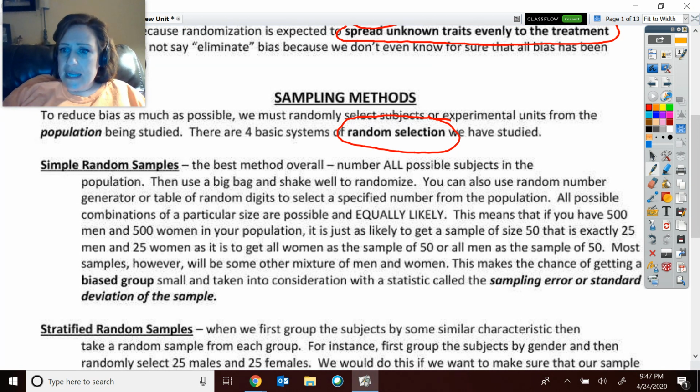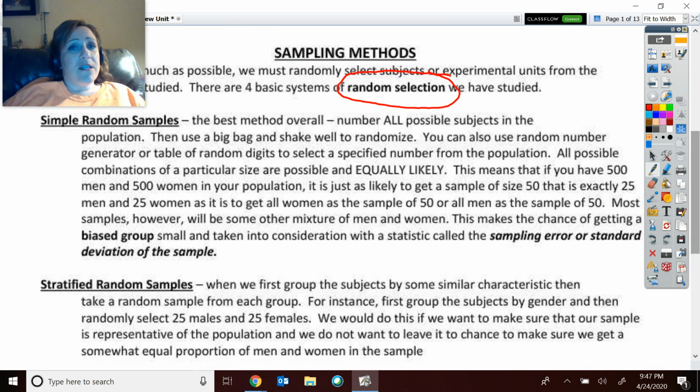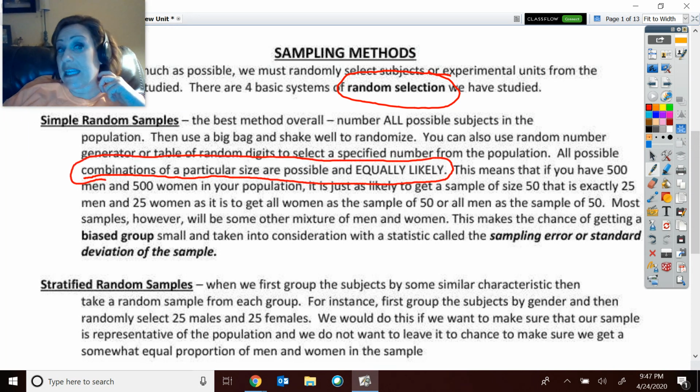All right, simple random sample. Simple random sample, that's our favorite. Put everything in a big bag, shake well to show that we have randomized, and then pull out your subjects and you randomly put some here and some there, or you're randomly selecting them to give them a survey and ask questions. Now here's the deal that you have to know. With a simple random sample, all combinations of samples of a particular size are equally likely. That's one of the key characteristics of a simple random sample.